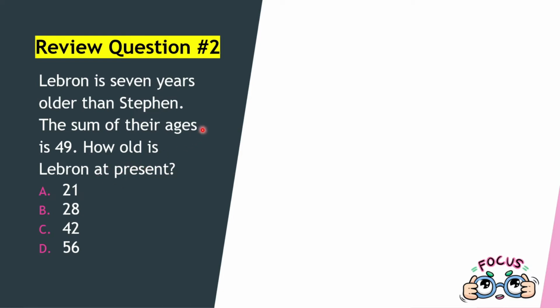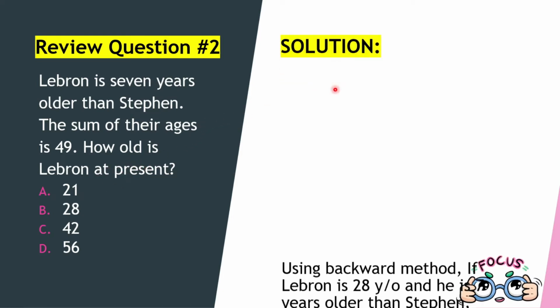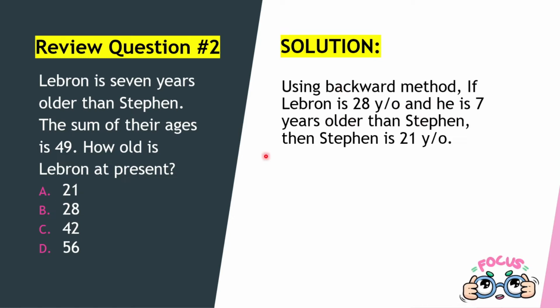So, doing that, if we're going to assume that, we have the following solution. So, if Lebron is 28 years old, kung mas matanda ng 7 years si Lebron kay Stephen, kung si Lebron ay 28, ilang taon si Stephen? Ibig sabihin nun, si Stephen ay 21 years old. Tama ba? So, by checking on the second statement, kung yun ang inassume mo na si 28, by checking 21 si Stephen, so lalabas 28 plus 21, 49. So, ibig sabihin, tama yung assumption natin kay letter B na bilang age ni Lebron.